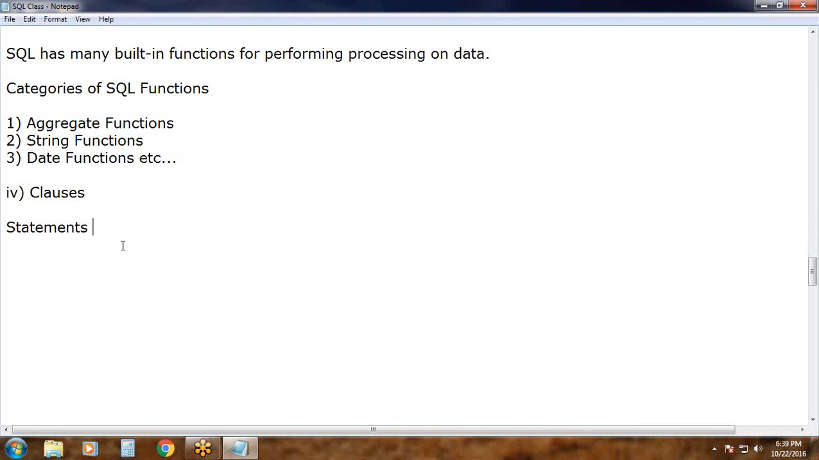Any confusion, ask me. No, sir. Functions are used as methods in Java, and maybe clauses are equal to conditions, right? Clauses are equal to conditions. Any query, ask me.